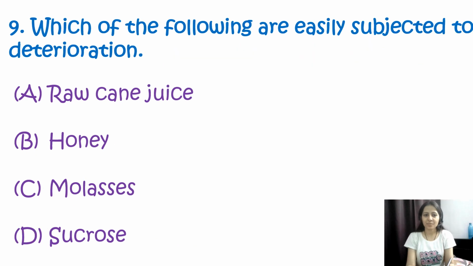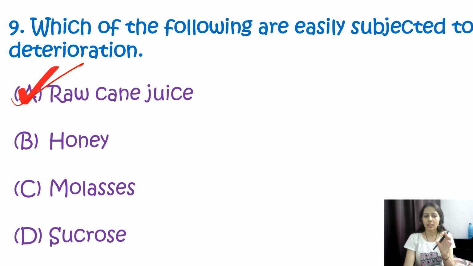Question number 9. Which of the following are easily subjected to deterioration? Options are raw cane sugar, honey, molasses, or sucrose. So over here my correct option is A, that is raw cane sugar. This raw cane sugar is most likely to be subjected to deterioration from all the options which are listed. So option A will be correct.